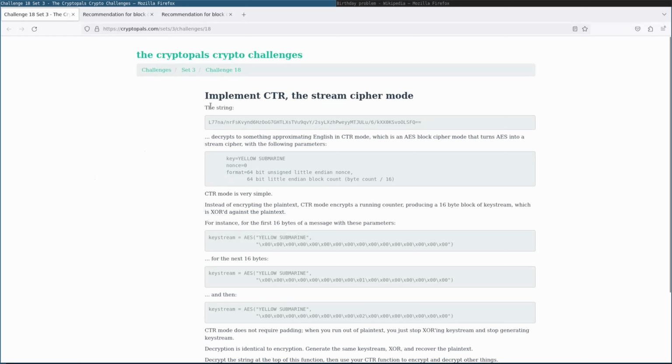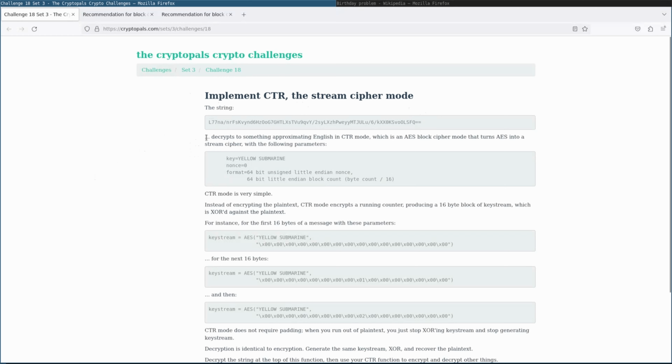In this video, we'll be looking at Challenge 18. This is from early on in Set 3. This challenge tasks us with implementing counter mode, the stream cipher mode for block ciphers. Not the only stream cipher mode for block ciphers, but it is the most common and probably the most reasonable one in practice. We have a string here, base64 encoded.